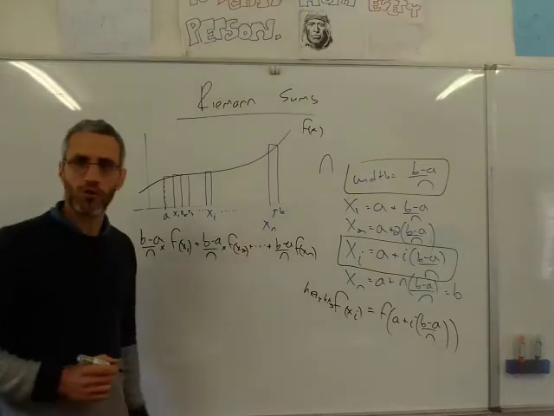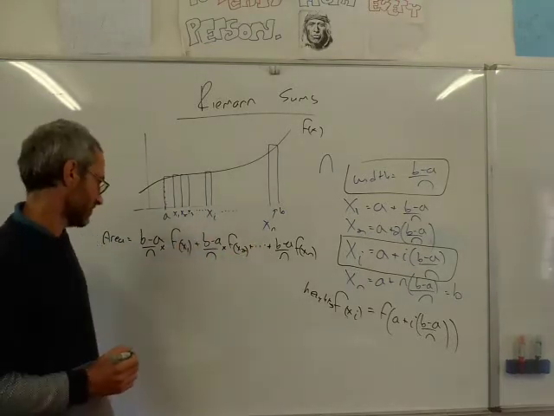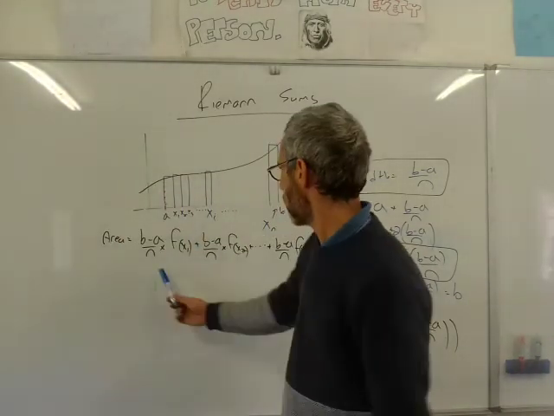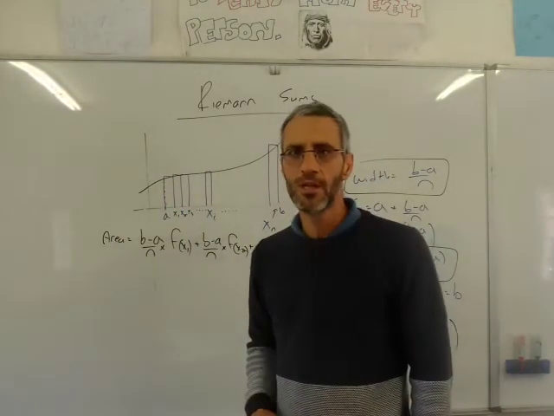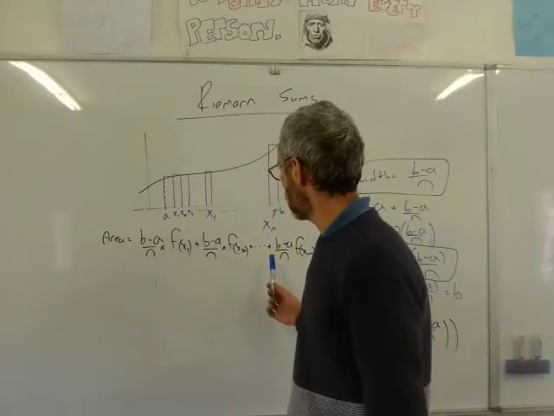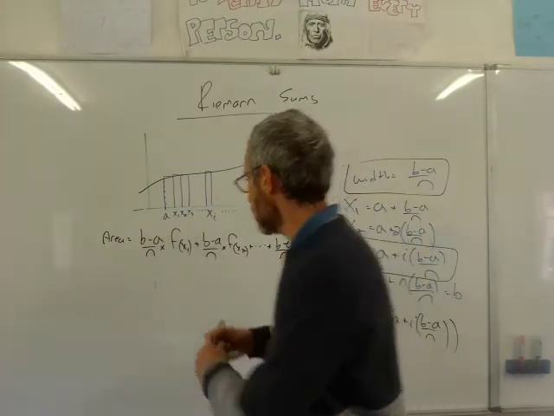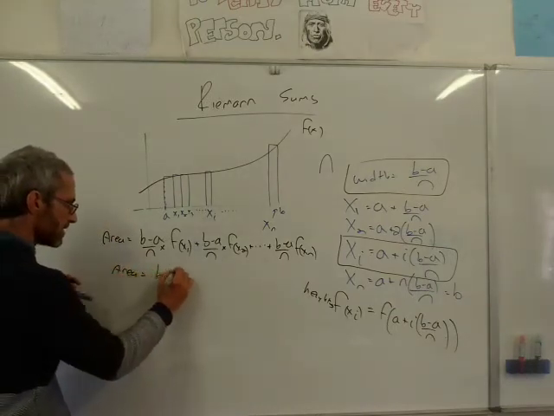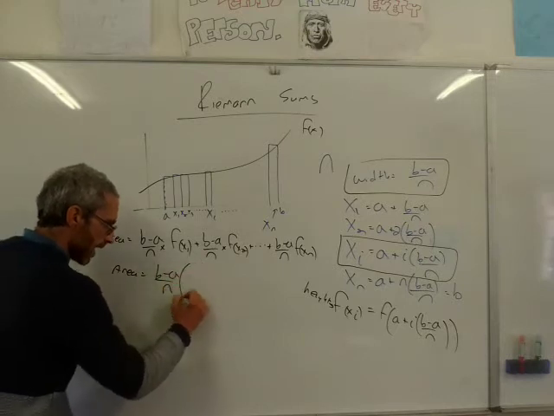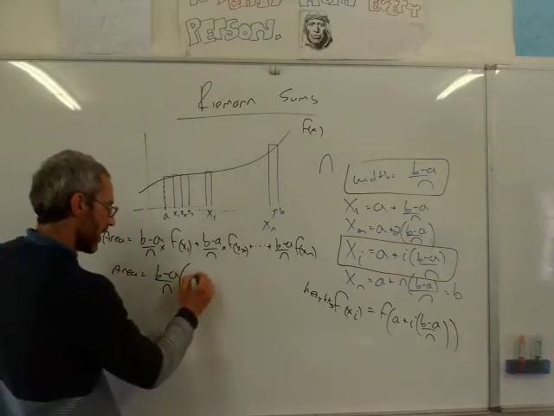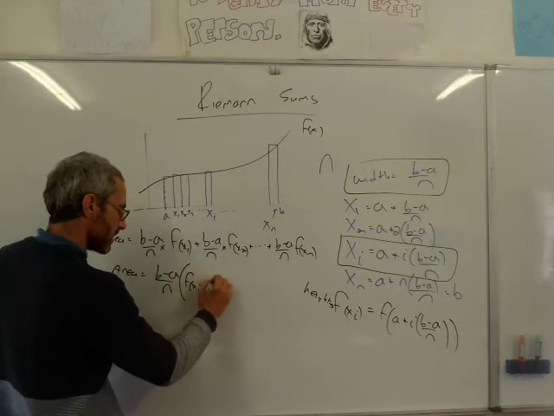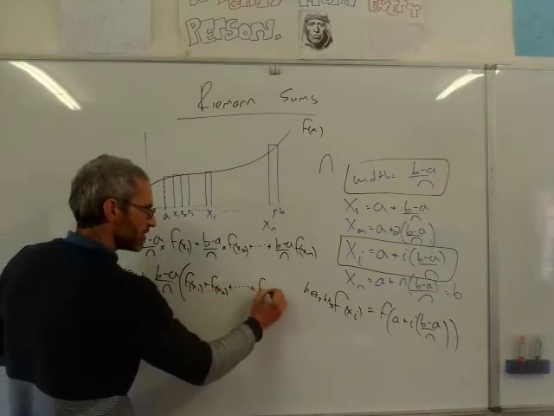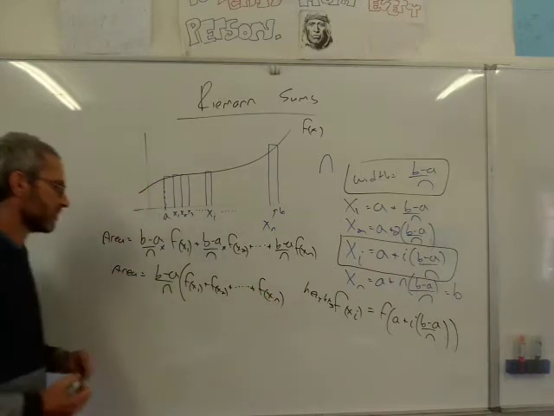Now you can see I've got lots of little terms in that sum. One of the things that I'm sure you've already noticed is that all the widths are the same. So if all the widths are the same, then I can factor them out. So I can write down the area as (b minus a) over n times f of x1 plus f of x2 plus all the way to the last value, which is f of xn.